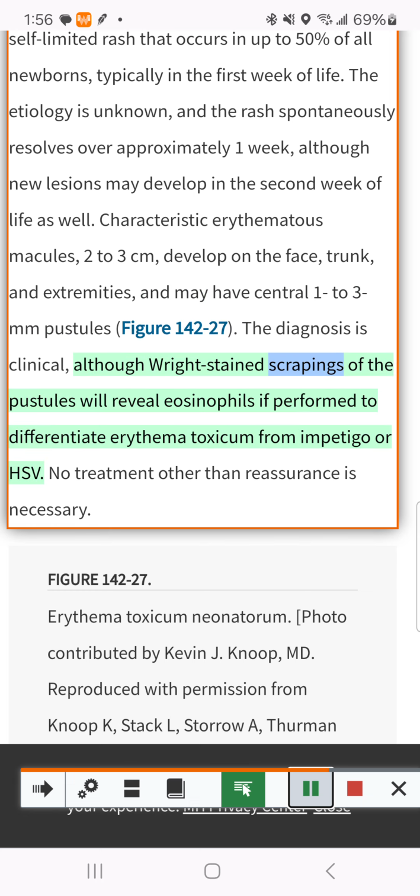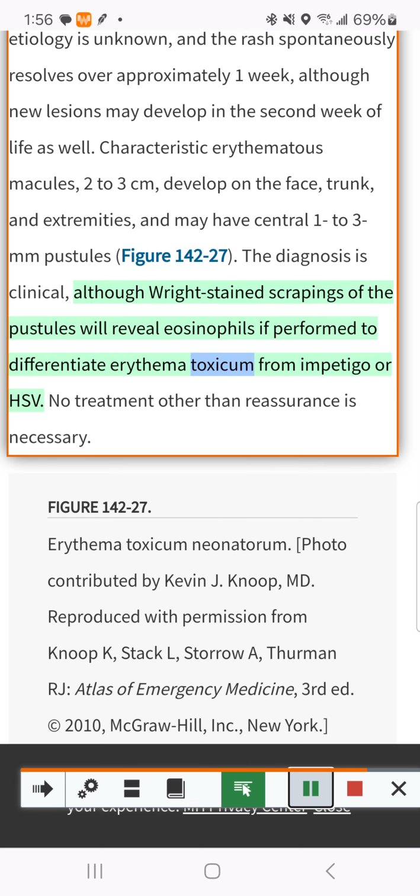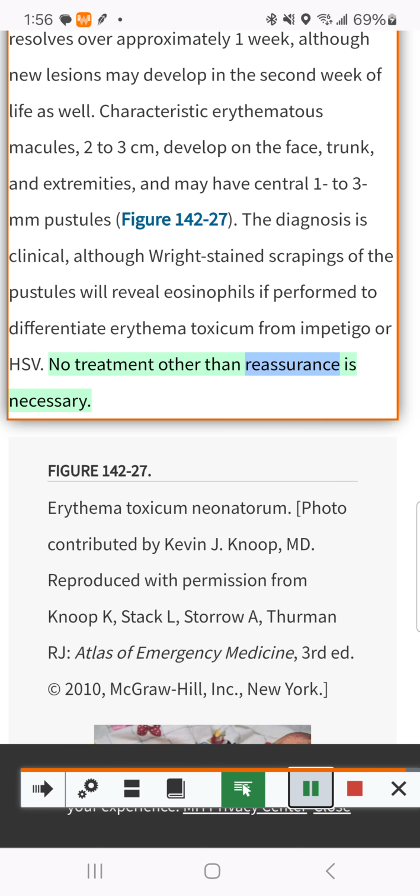The diagnosis is clinical, although Wright-stained scrapings of the pustules will reveal eosinophils if performed to differentiate erythema toxicum from impetigo or HSV. No treatment other than reassurance is necessary.